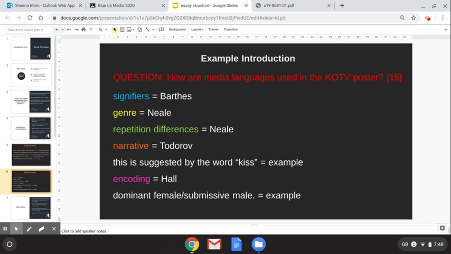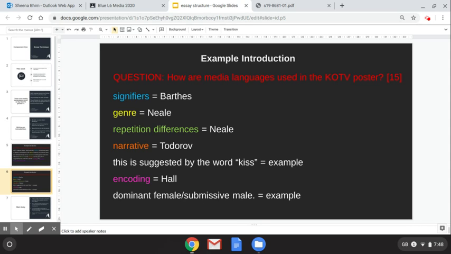So I'm going to show you how much theory I managed to put into that. So when we have the word signifiers, we're talking about Barthes. We're using Barthes' semiotic theory. You don't necessarily need to have the theorist's name in brackets. You don't ever need to explain the theory. Don't ever feel like you need to describe the theory. Instead, what you should be doing is just using those words really fluently.